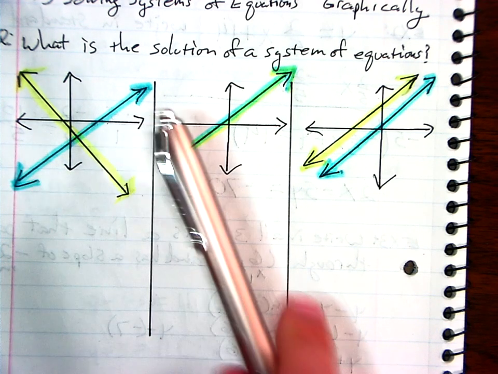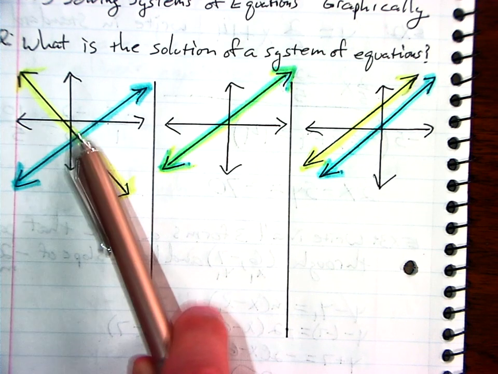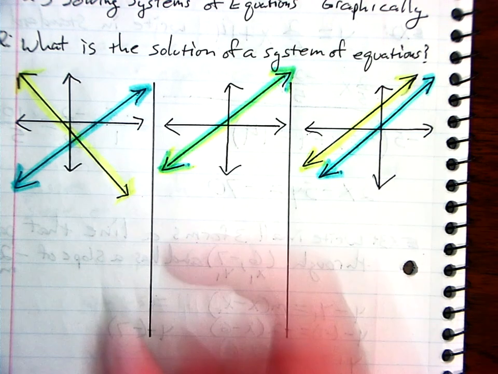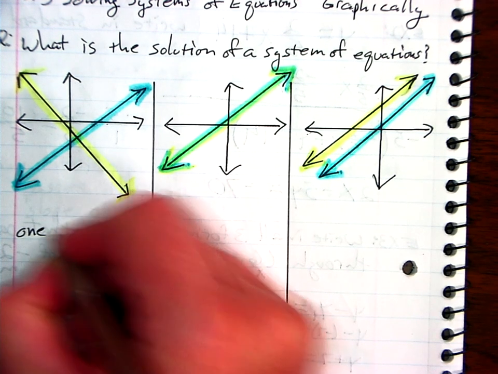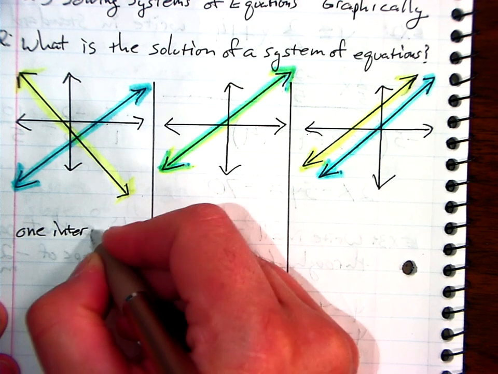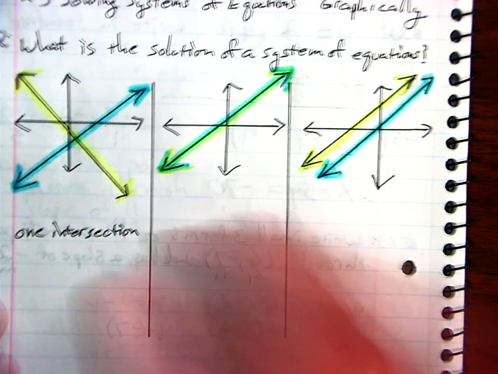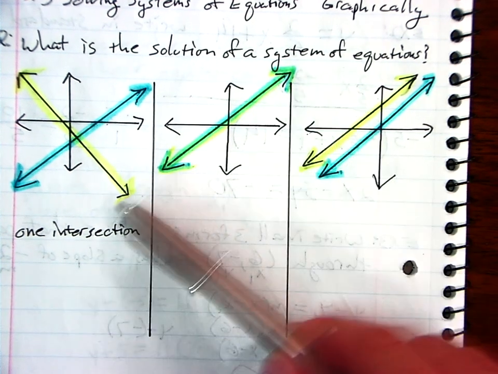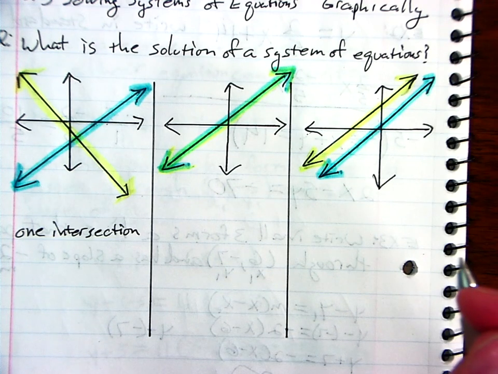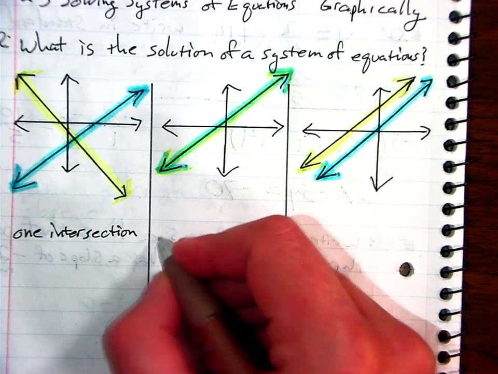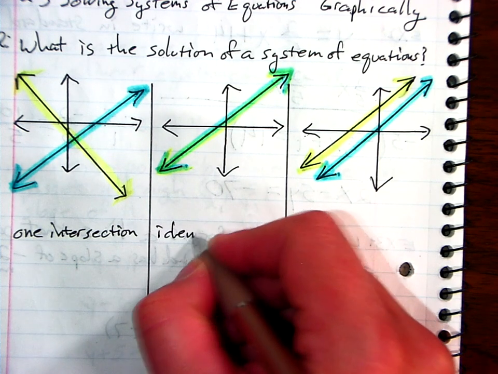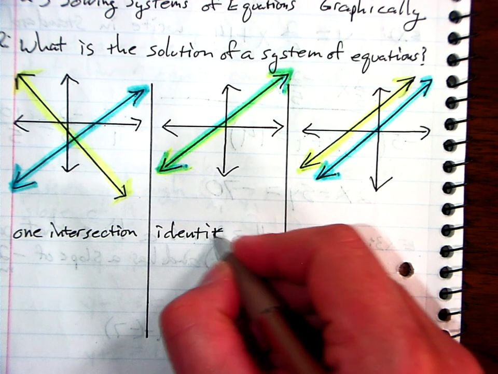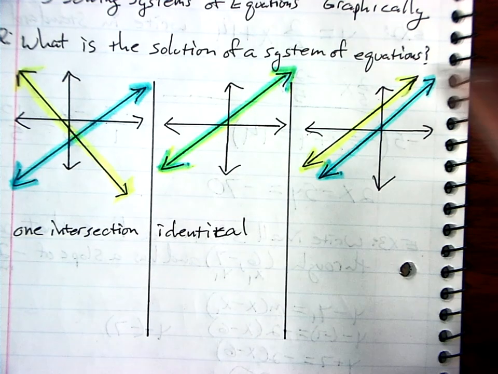So, all right. How many times is this line crossing? This one. They cross 1 time, so there's 1 intersection. All right, how many times do these cross? Infinitely many. So there's a special name for this. This book likes to call it identical. And what kind of lines are these?